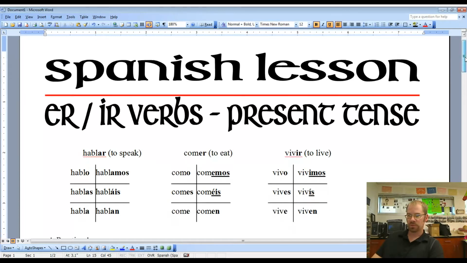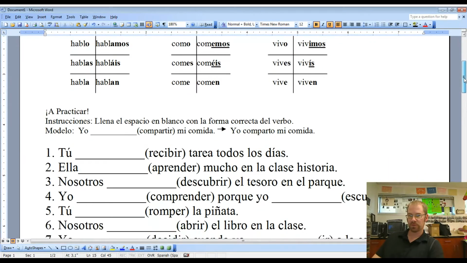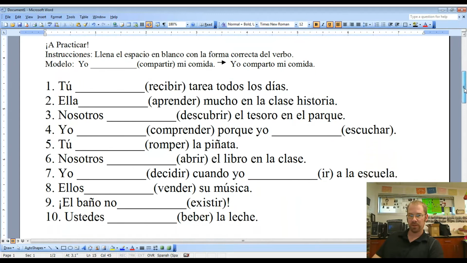So once you have those written down or memorized, I have a practice activity right here. The instructions are, llena el espacio en blanco con la forma correcta del verbo, so fill in the blank with the correct form of the verb. A model, yo, and we have compartir mi comida. Compartir means to share, I share my food, so the yo form of the verb compartir would look like that, comparto.